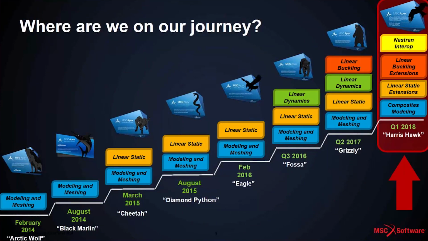Where are we in our journey today? So today we will take a look at what is in Harris Hawk. The one important thing we're introducing in Hawk is composite modeling. In addition to that, we are making enhancements and extensions to the simulation capabilities. And also, we started introducing what is called Apex to Nastran interoperability. And that's what's been requested by most of you in the last couple of releases. And this is just the beginning in this release. And in the coming releases, you will have a lot more capabilities of Apex to Nastran and Nastran to Patran interoperability in Apex.